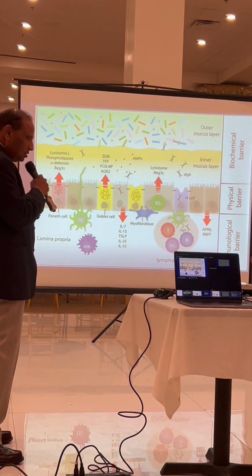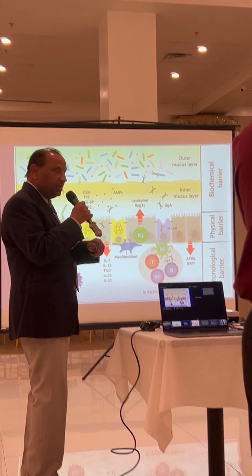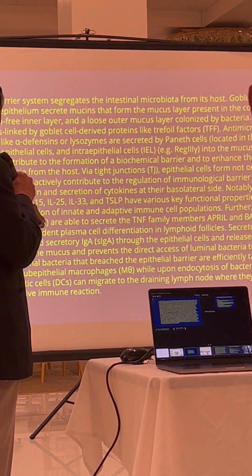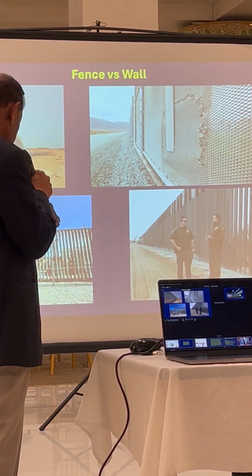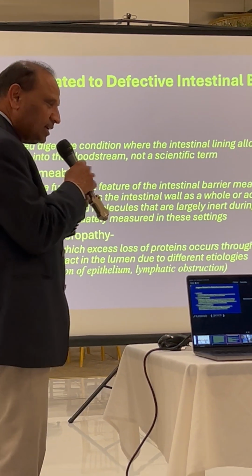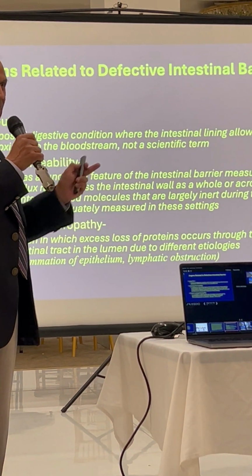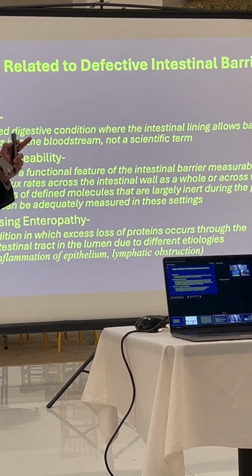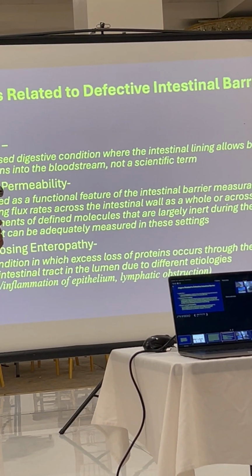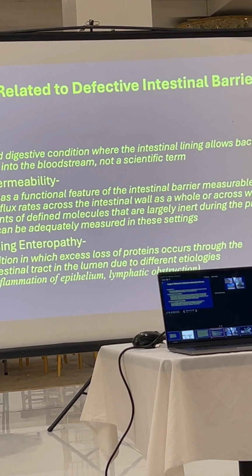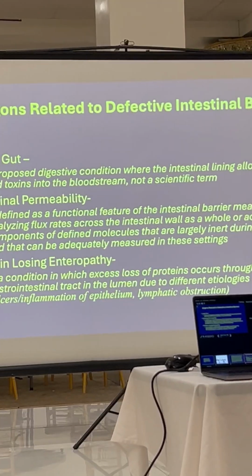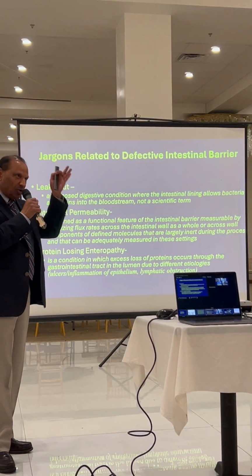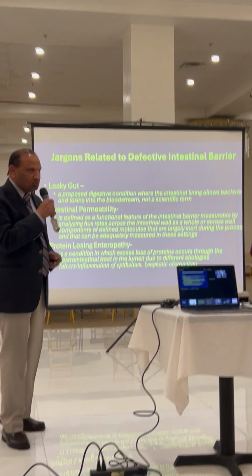So if we look at intestinal permeability, it allows only certain things to go, not everything. So first thing, let's just talk about intestinal barrier. People talk about two or three different ways. One is leaky gut. That is the most common one people talk about. That one is a digestive condition where the intestinal lining allows bacteria and toxins into the bloodstream. So from the intestine, bacteria, toxins go into the bloodstream.